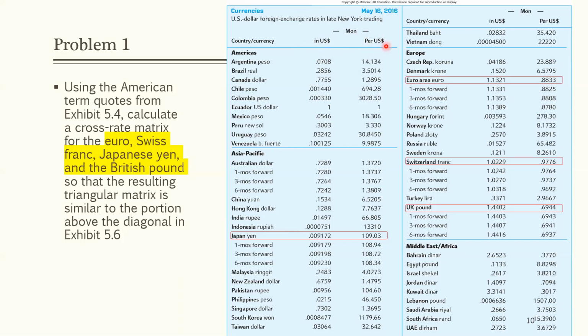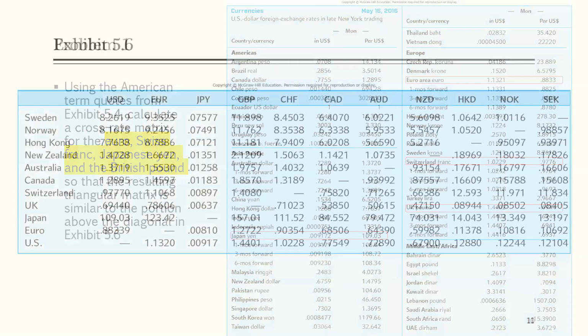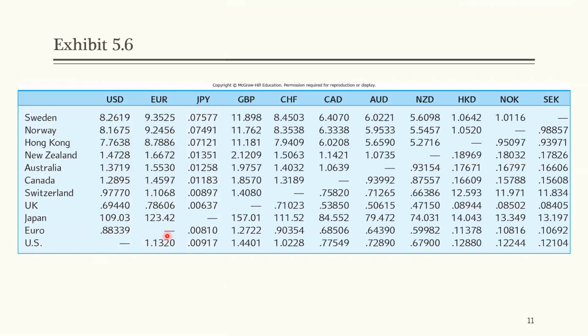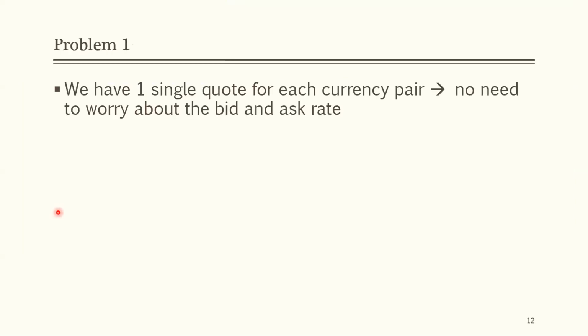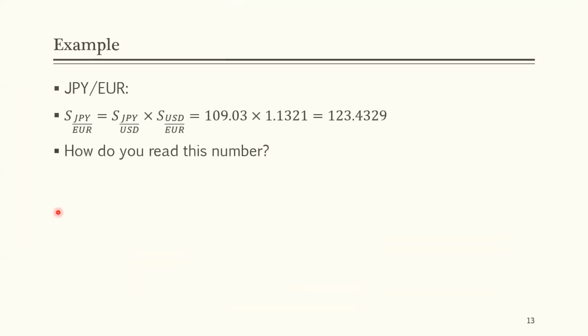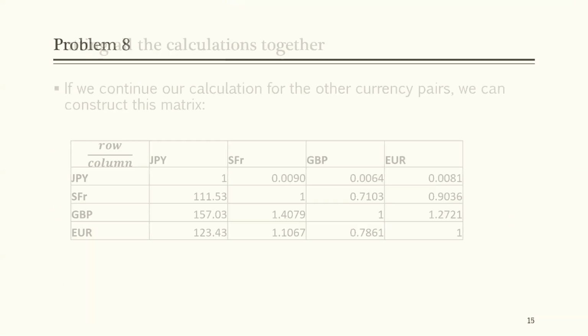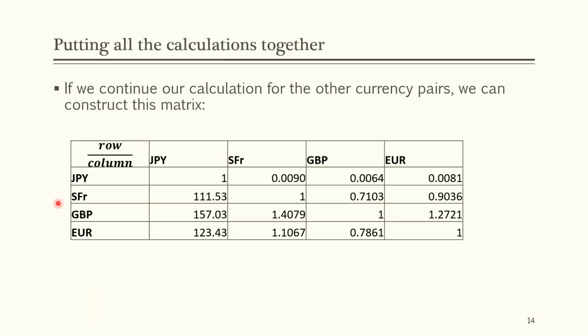So this is the value of each USD in terms of the foreign currency. Okay. So what we need to do is construct a matrix similar to exhibit 5.6. This exhibit is not relevant for our calculation, but for reference, this is what we need to construct. I'm just going to show you the final calculation so that you can see what this matrix looks like.